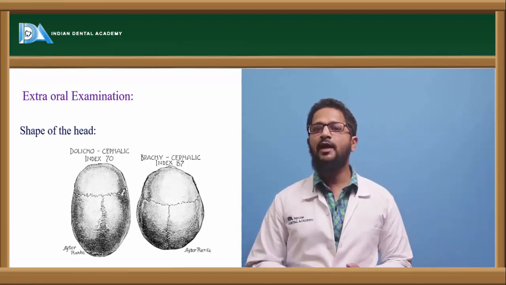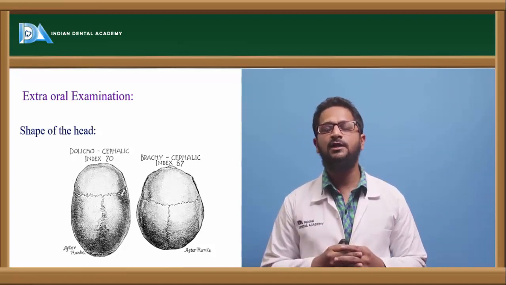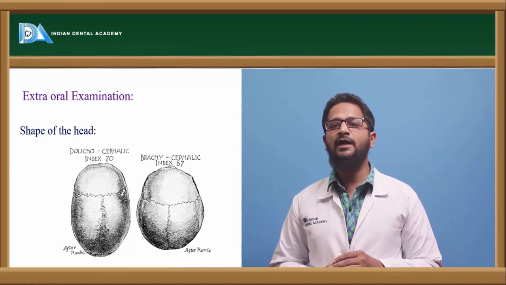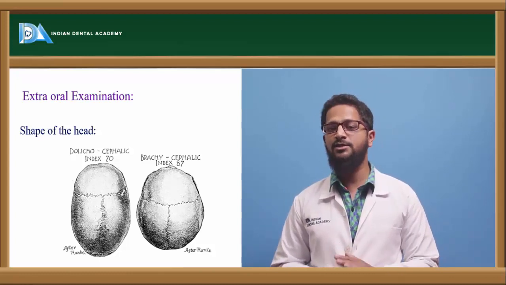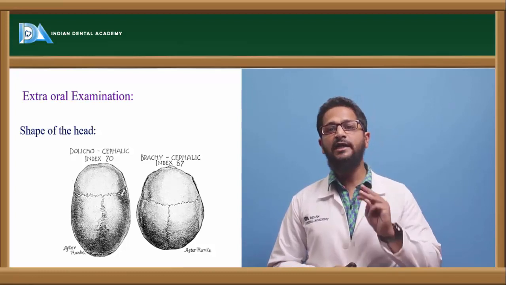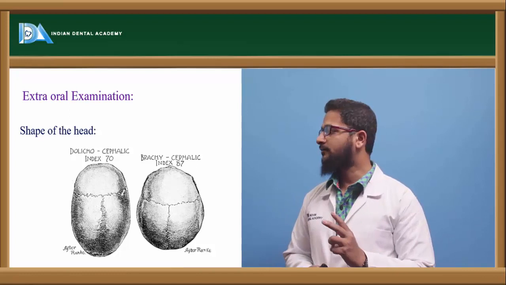Now let us enter into extraoral examination. First, let us see what is the shape of the head of the patient. Evaluation of the shape of the head of the patient will help us to get an idea of the development of the normal dental arches. Now, this is again divided into 3 categories. It can be mesocephalic, dolichocephalic, and brachycephalic.